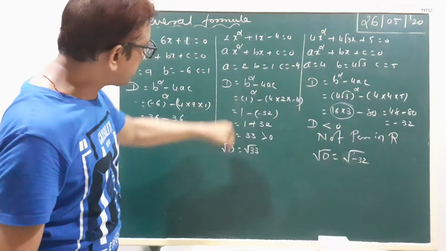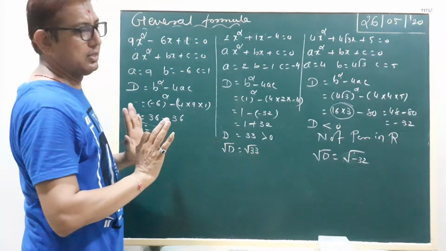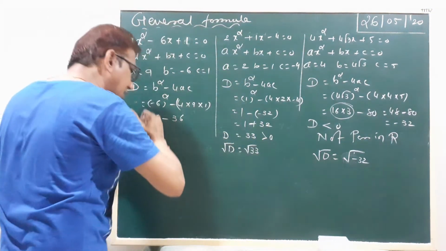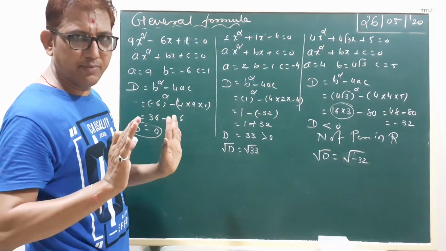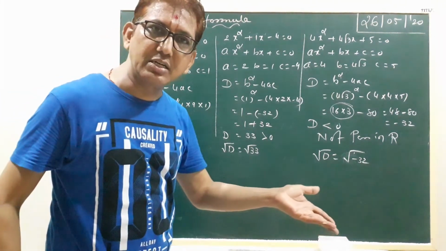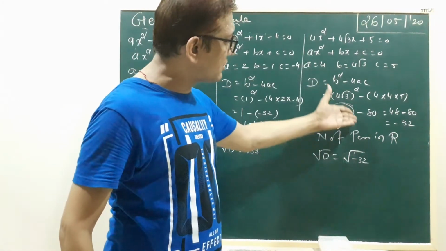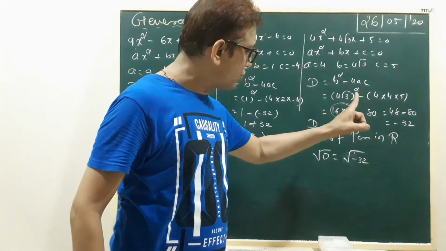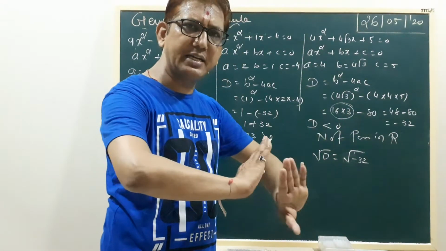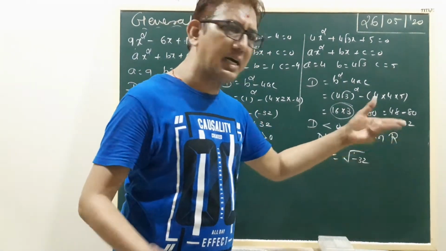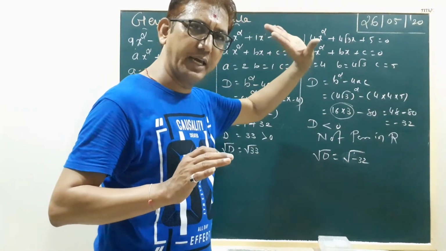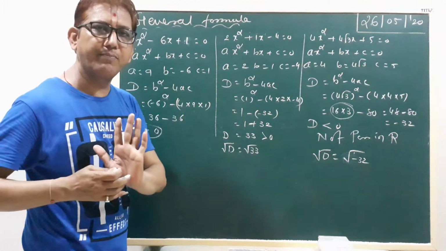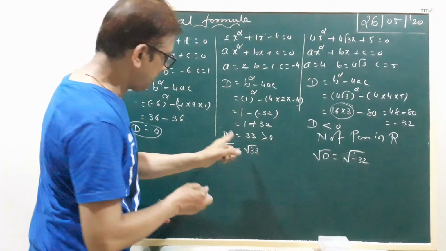Clear? So we discuss only these two cases: if the discriminant is greater than 0, otherwise the discriminant equal to 0. But in your examination, they twist the question, so do not get confused. If d is less than 0, then we write the answer: not possible in R, and the sum is completed. If d is greater than 0 or d equal to 0, then we find alpha and beta by applying the formula. Okay, now we continue.